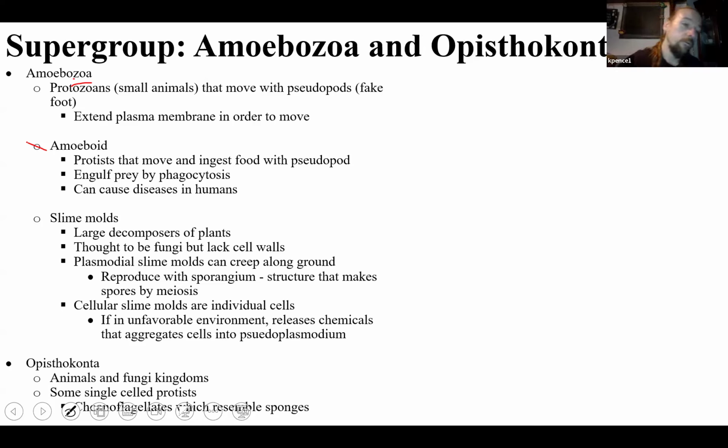Slime molds. So another type of crawling cell. These are more like fungus than they are animals. Most of the time, slime molds are going to be a large decomposer of plant material like wood or cellulose. If you see an ooey gooey substance that grows on plants, particularly like logs, that's more than likely a slime mold.